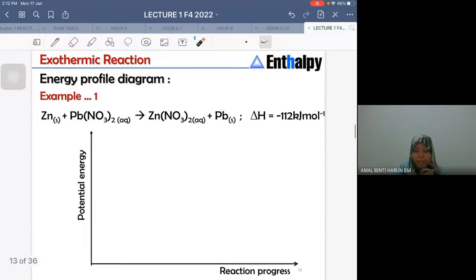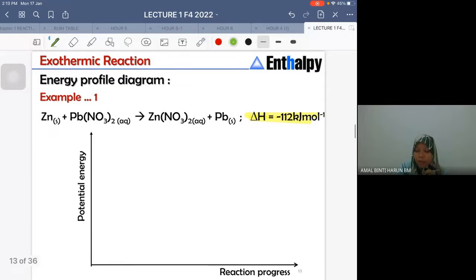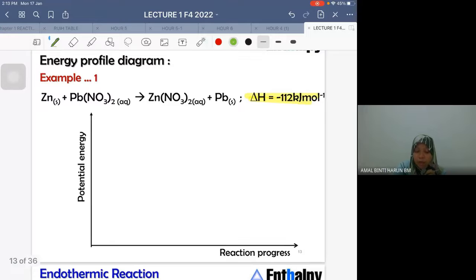Okay. Contohnya kita nak lukis energy profile diagram. So perkara pertama yang you kena pastikan adalah tengok delta H dia positif atau negatif. Setiap tindak balas dia ada enthalpy change dia yang spesifik, iaitu negatif 112. Nampak negatif, so kita dah tahu dia adalah exothermic, di mana heat reactant lebih rendah berbanding heat produk lebih rendah berbanding heat reactant.